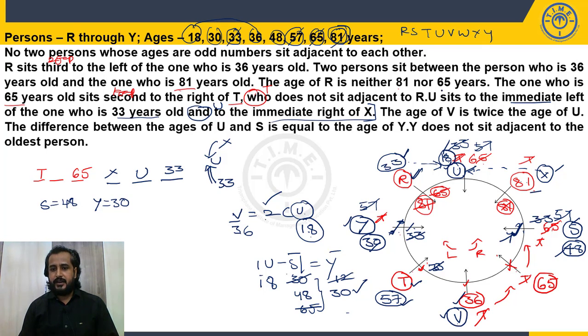Is R placed in the arrangement? Yes, R is there. S, T already there. U there, V there. W, no. So what can I say the age of W will be? 65 years, the remaining person. So this is how this question will be solved. Yes, to solve this question, 6 to 7 minutes it will take.